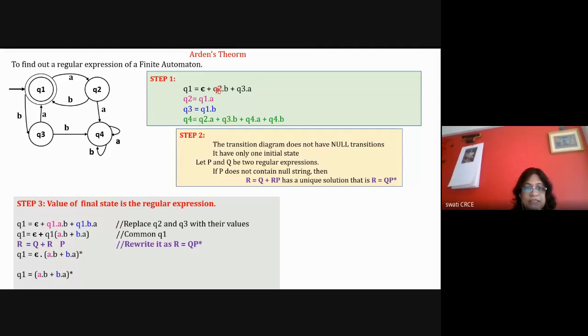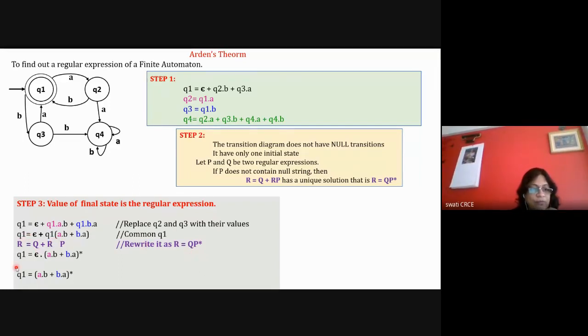So I'm just replacing Q2 with Q1A. My first step is to replace Q2 and Q3 of equation 1 with their values. So Q1 is equal to epsilon plus, replace Q2 with its value and replace Q3 with its value, and I'm writing it again. Now if I observe, I can take Q1 outside as a common term, and inside that AB plus BA is there. So now if you observe this equation, it is R is equal to Q plus RP type. So I can rewrite it as R is equal to QP star.